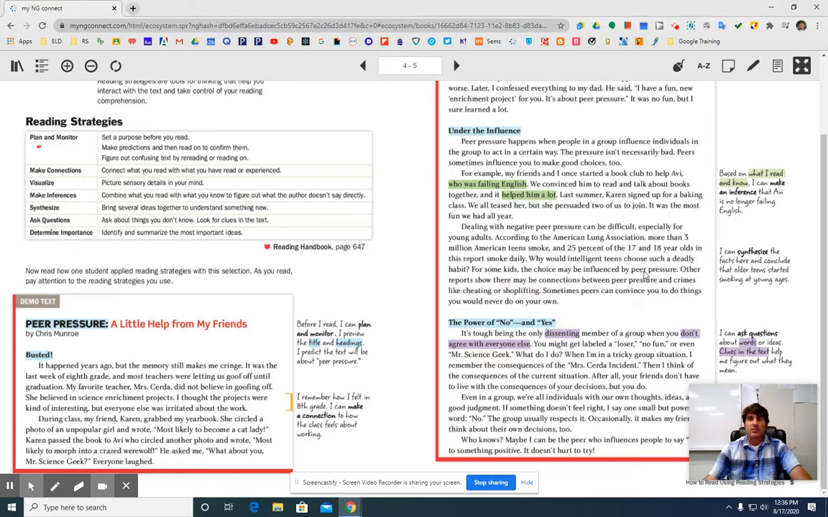We are synthesizing the facts. And maybe you've heard similar statistics. And so we're going to combine this to make a new thought. All right, let's finish up.